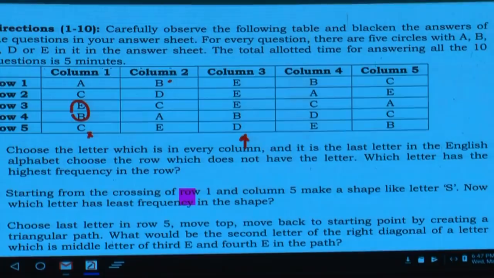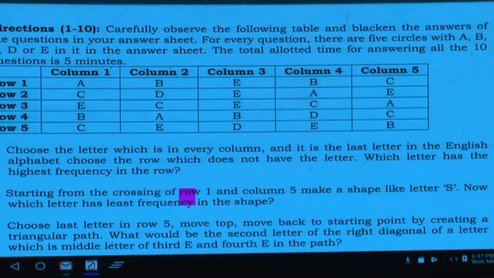Done? Now the question is about N. Choose the letter which is in every column. B and E in this column, and B and E were there in this column. In this one column also B and E were there. Hence B and E are the 2 letters which are common in all the given 5 columns. And out of which, it is the last letter in the English alphabet. Now between B and E, which is the last letter? E is the last letter.